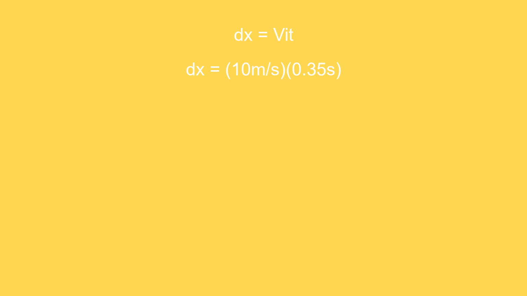To get the horizontal distance, we use the formula horizontal distance is equal to initial velocity multiplied by time. We place our given, giving us horizontal distance equals 10 meters per second multiplied by 0.35 seconds, which finally gets us our horizontal distance, 3.5 meters.